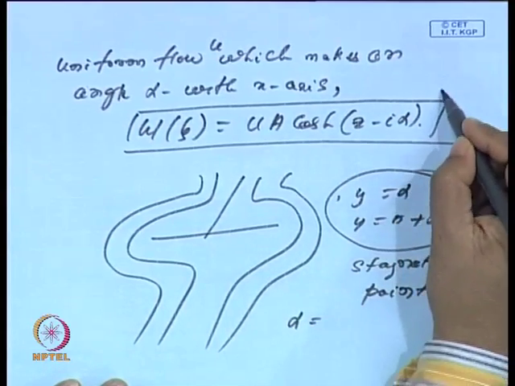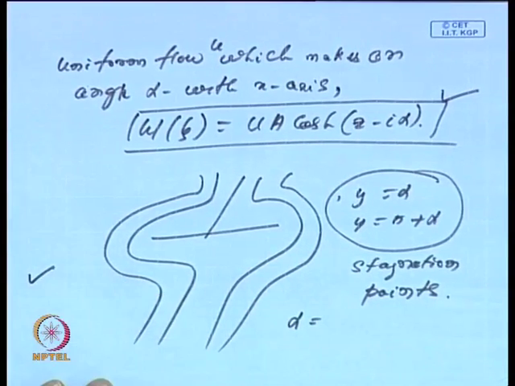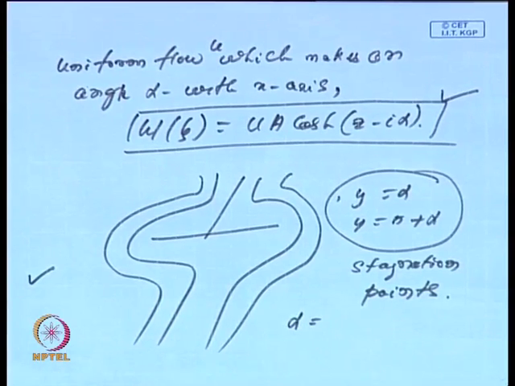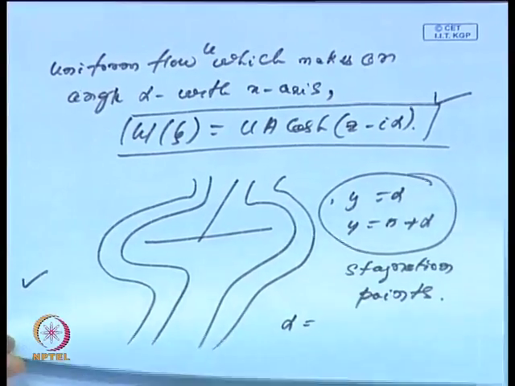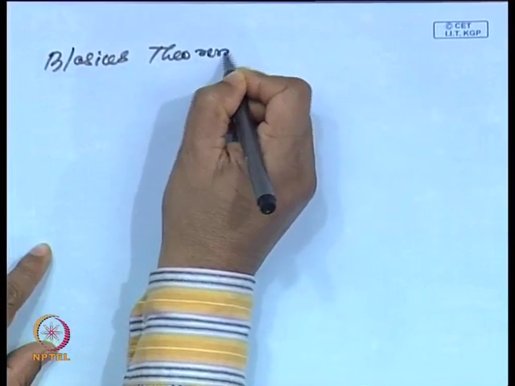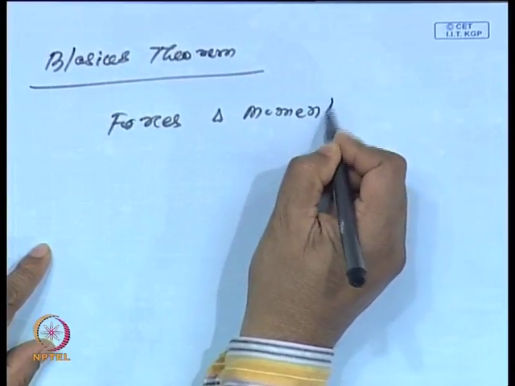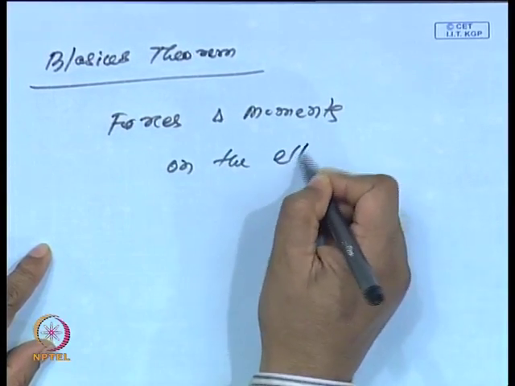Okay, I think this is the final thing, we will leave it here. Then if I have to calculate the, I am not going into the detail here today, because we understood the flow past a cylinder and how to calculate the pressure. And in a similar manner, if I apply the Blasius theorem, I can calculate the forces and moments acting on the elliptic cylinder.